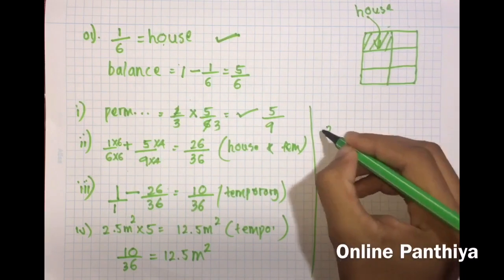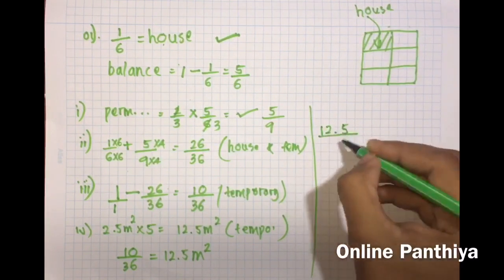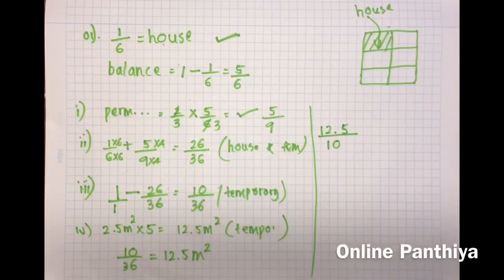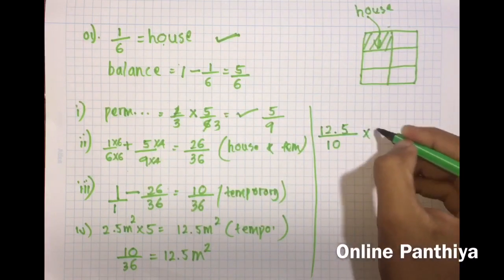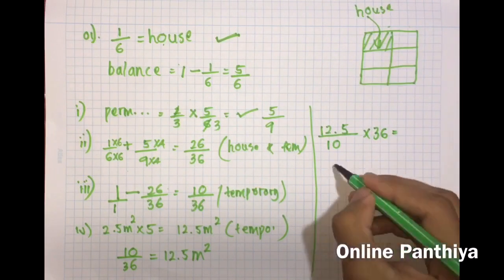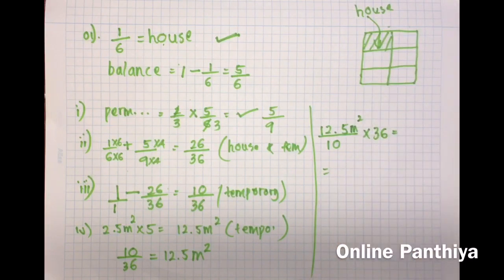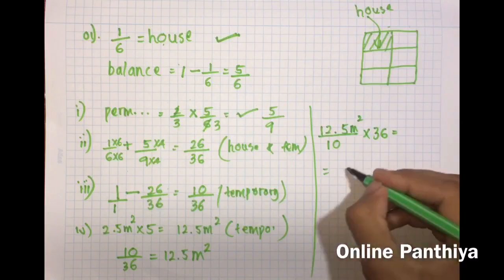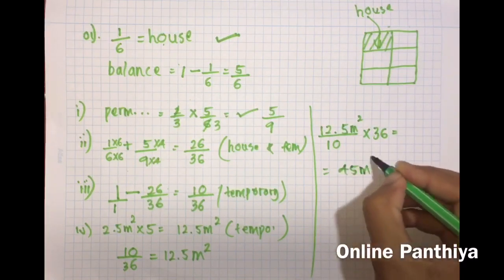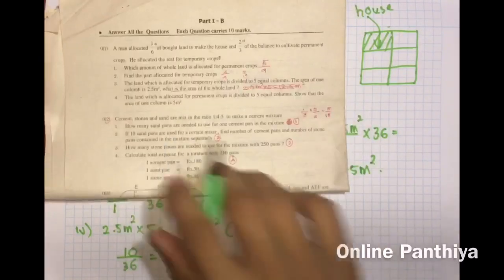Okay, so let me do it here. So I have to multiply, yes. Okay, first let me divide 12.5 by 10. That will give me the value for one part. And again you have to multiply by 36 because the whole land consists of 36 parts. So in value, you have to consider the units also. So here the value you get is 45 meters squared. Okay, I hope this part is clear. Okay, then let us move on to the last part.